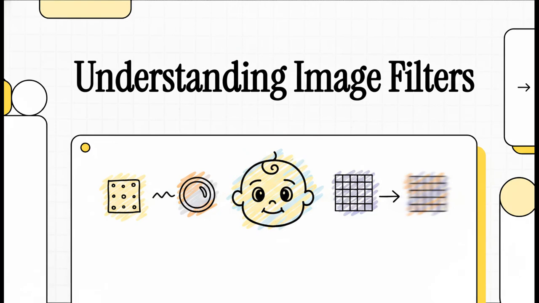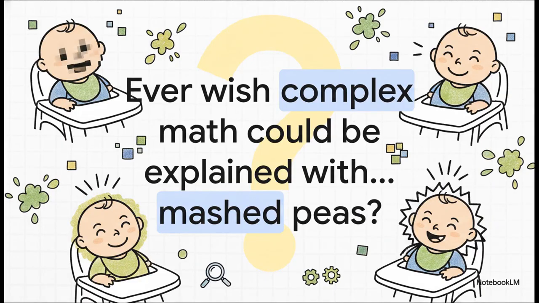Today, we're diving into something that's at the very heart of computer vision, image filters. Now, that might sound super technical, but stick with me, because we're going to break it all down using logic so simple a baby could, well, you get the idea. No, I'm serious. What if you could understand all that complex math behind blurring a photo or finding the edges of a car, just by picturing a bunch of babies in high chairs playing with their food? Well, today you can. We're going to translate the language of pixels into the logic of the playroom.